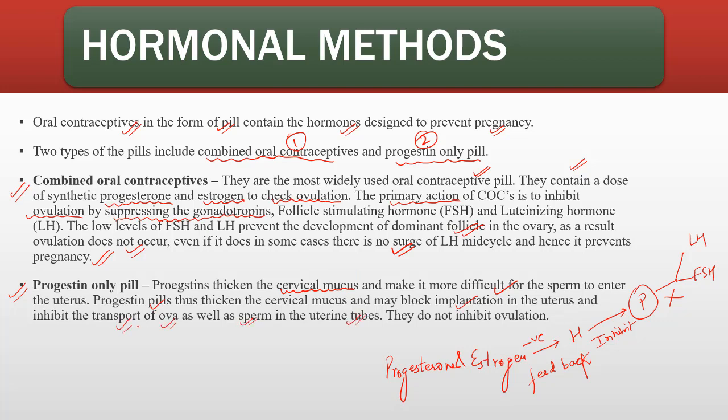When the ova are also not being transferred into the fallopian tube, in this way fertilization doesn't happen. So the combined oral contraceptive pills' main mode of action is to prevent ovulation, and the progestin only pills actually want to control fertilization or insemination. Insemination means the process of entry of sperm. Understood?